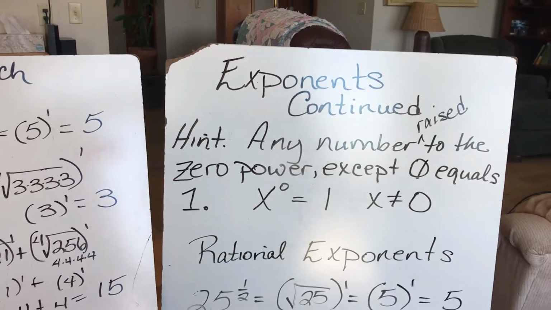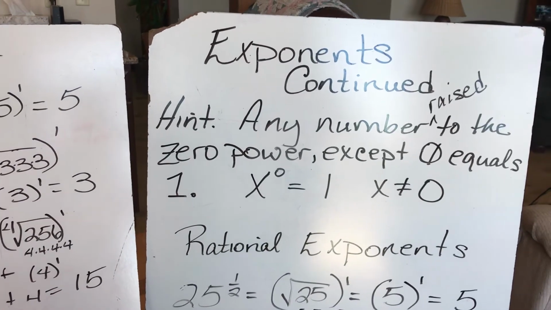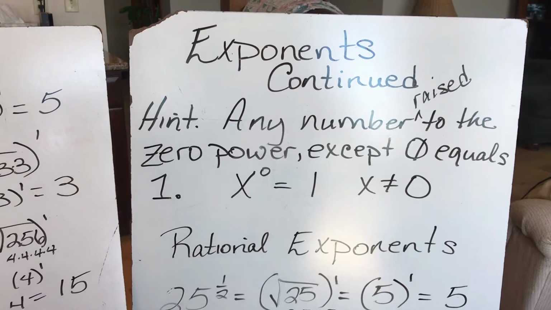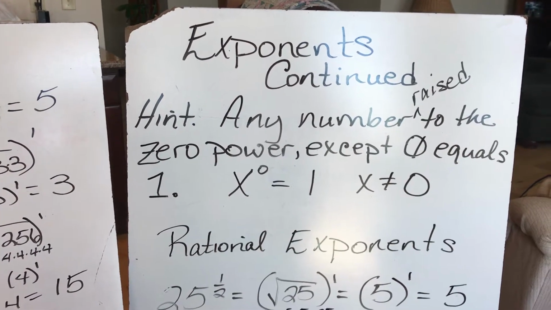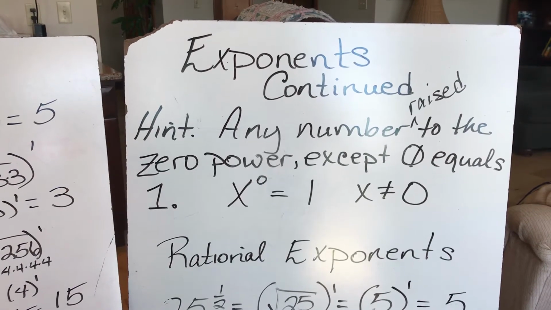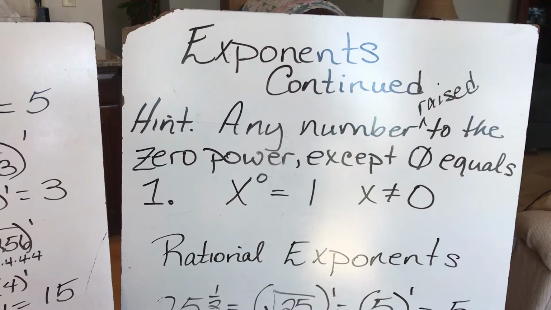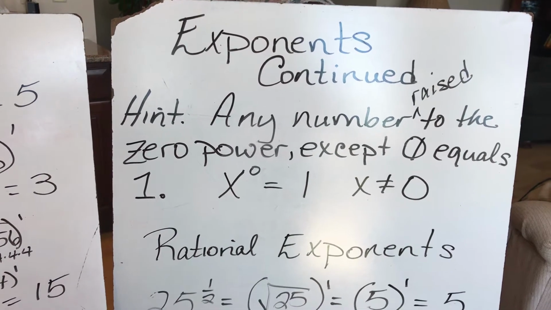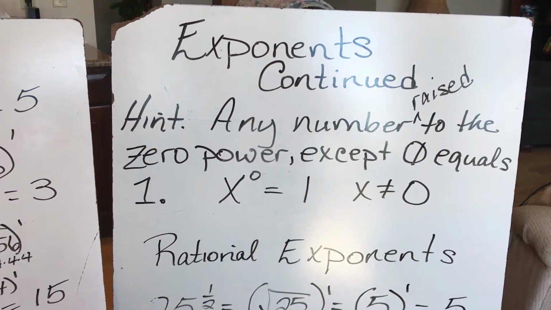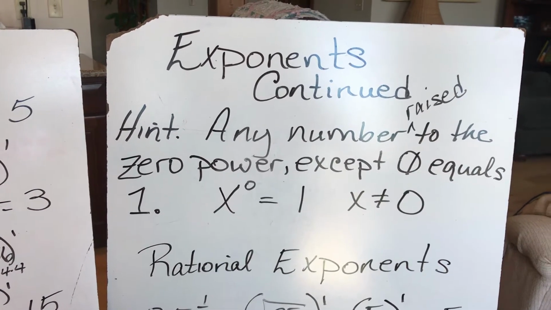Today we're going to continue reviewing exponents. Something that I've noticed with some of you that have turned in some of your activities with the exponents, and some of the questions you've had for me, are having to do with when a number is raised to the zero power. I need to go over with you that anytime a number is raised to the zero power, as long as that number is not zero, it would be equal to 1.